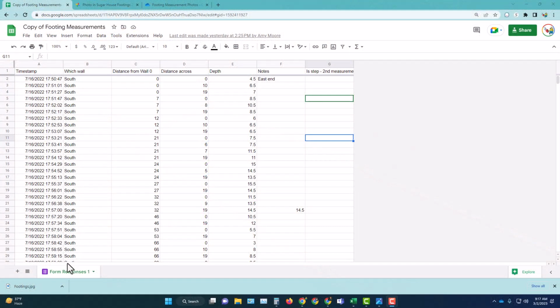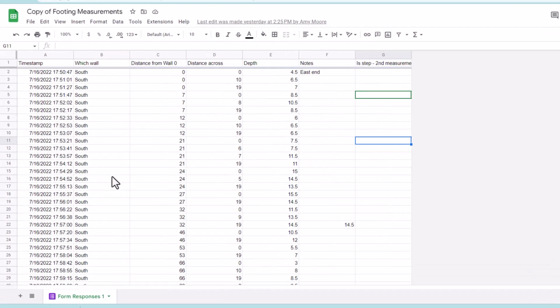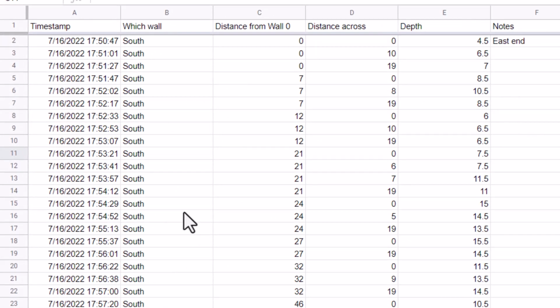Let's now take a look at the spreadsheet which holds the data entry made out in the field. Here on the south wall, we started at one end, and the end that we started at is at 0 inches. And at the 0 point on the story stick, the depth measured 4.5 inches. And at 10 inches on the story stick, it measured 6.5 inches. And then at the far side, at 19 inches, it measured 7.